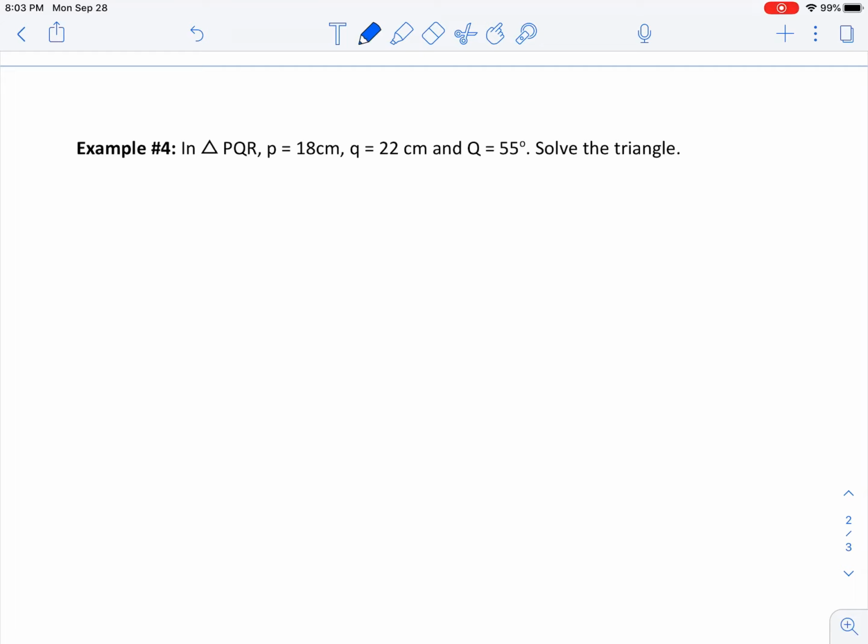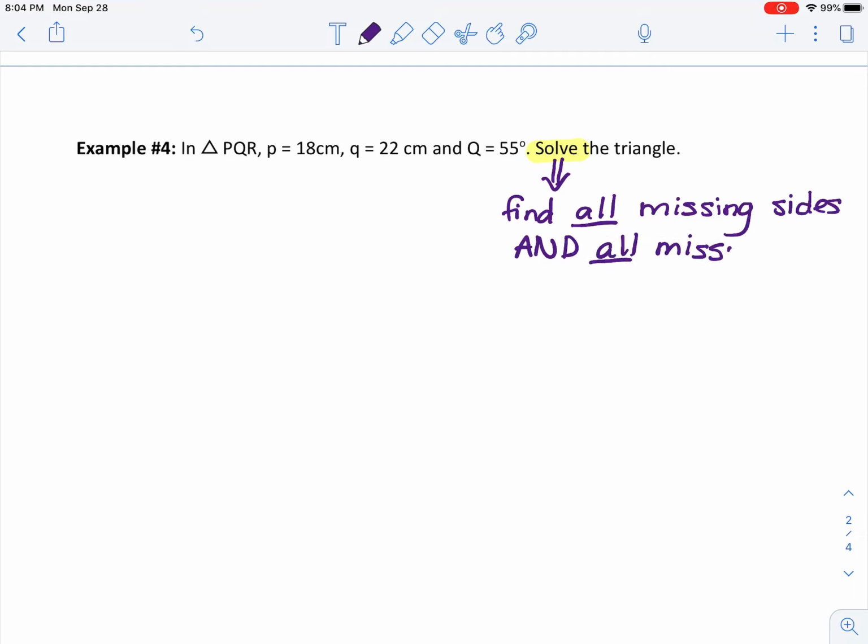Okay, last one. In triangle PQR, P equals 18 centimeters, Q equals 22 centimeters, and angle Q equals 55 degrees. Solve the triangle. So this one's different because we haven't seen this solved. We've just seen find R or find Q. So solve means you need to find all missing sides and all missing angles. So everything in that triangle.